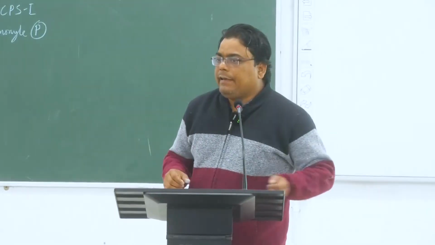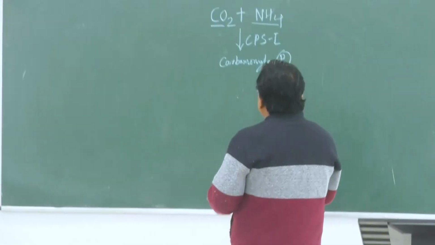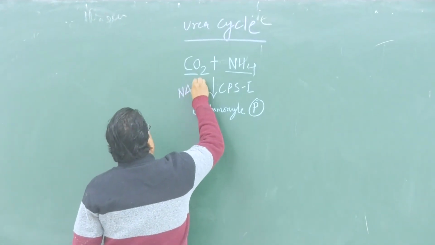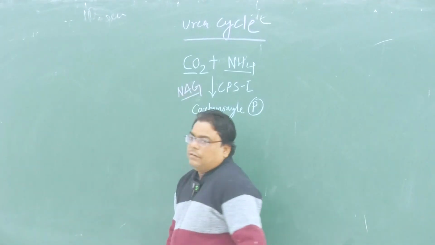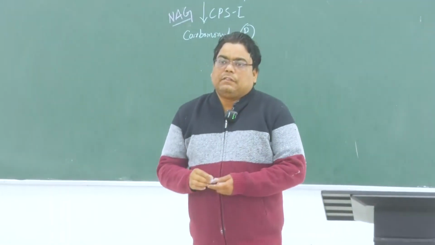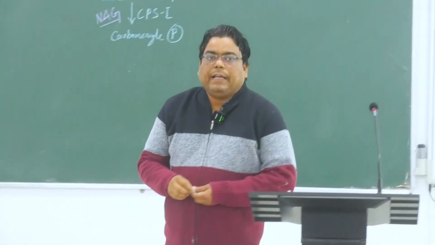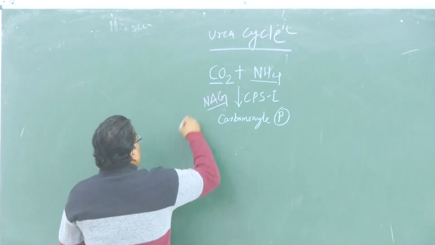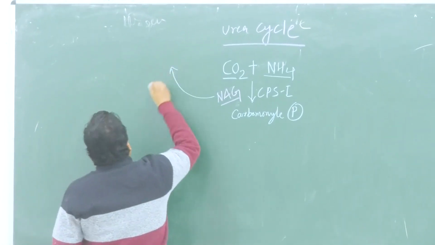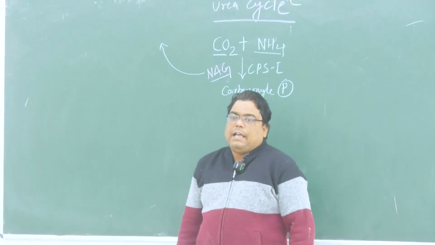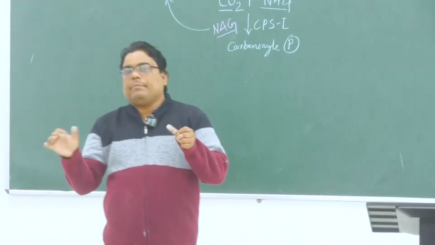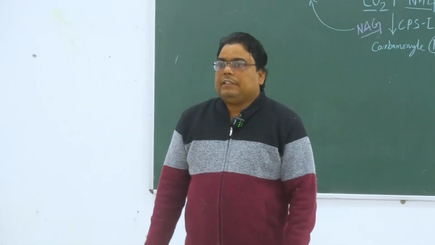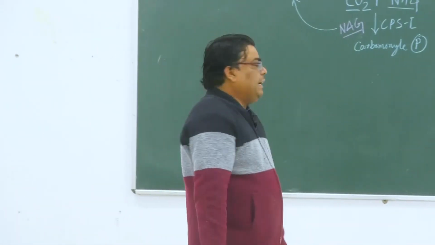How is this enzyme regulated? With the help of regulatory enzymes. This is called NAG, N-acetyl glutamate. It allosterically regulates this cycle. Allosteric regulation means this can regulate the enzyme activity. This can activate the enzyme activity.